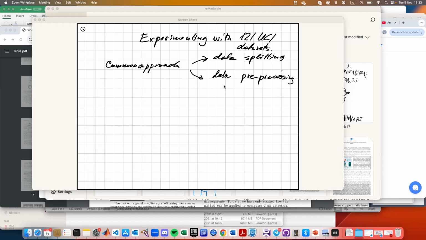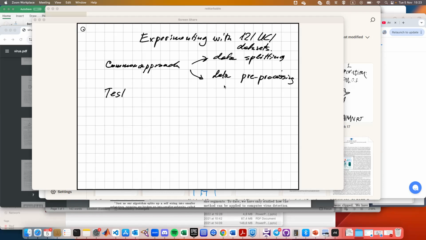So you will try different pre-processing techniques in lab 1. Data splitting. So what do I have in mind here? That's maybe validation set. Okay. Maybe validation set. Absolutely.